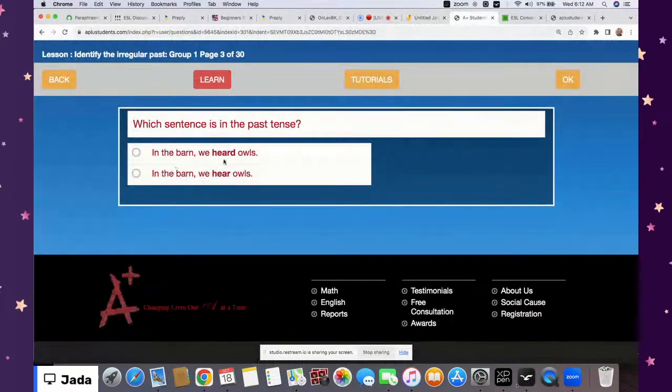Which is in the past? In the band we had, in the band we hear all. So is it going to be had or hear for the past tense? If you want to write, you can just put one or two. So one meaning the first and two meaning the second. So what do you think is the right answer? One or two?